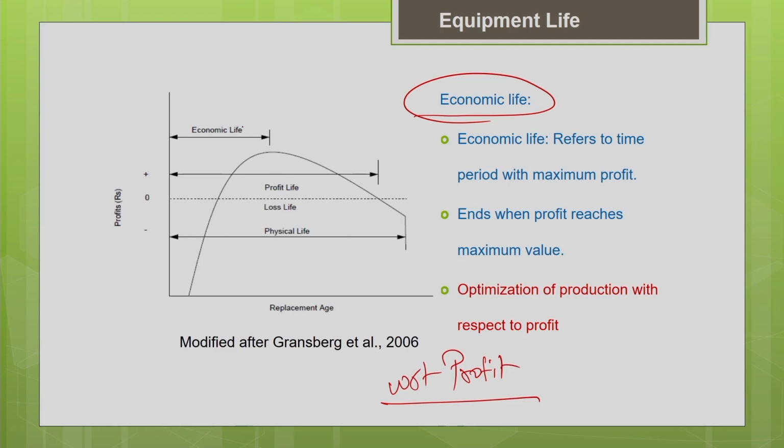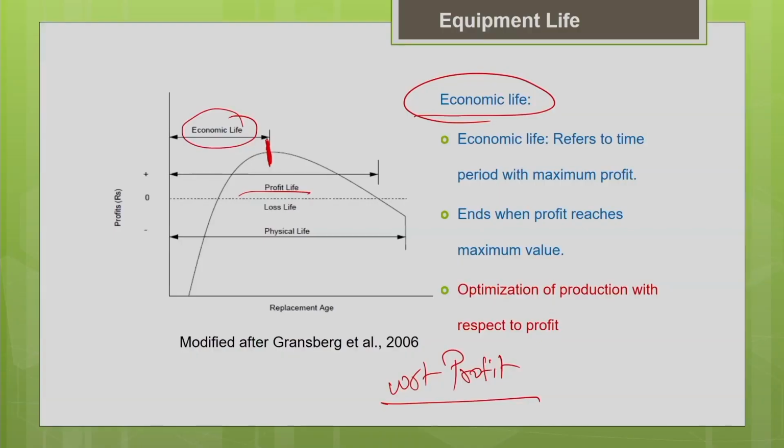So economic life is a part of your profit life. Economic life ends when the profit is maximum. You can see the economic life ends when the profit is maximum. Generally, from the business perspective, equipment owners never want their profit to get eroded. We always want to have the maximum profit. That is why your economic life ends when the profit is maximum.